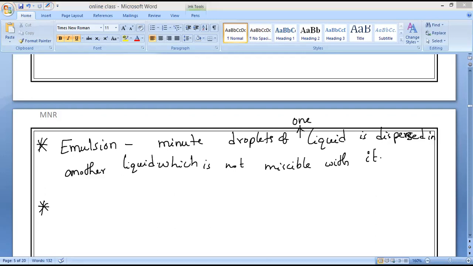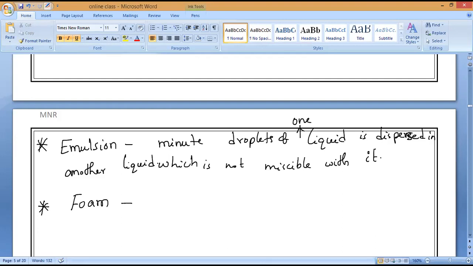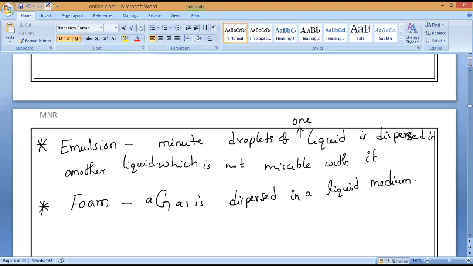So, liquid in a liquid is an emulsion. Next, foam. Can anybody tell me, for foam, what is the dispersed phase and the dispersed medium? Foam: a gas is dispersed in a liquid medium. Is it okay? A gas is dispersed in a liquid medium. Everyone, a gas is dispersed in a liquid medium.